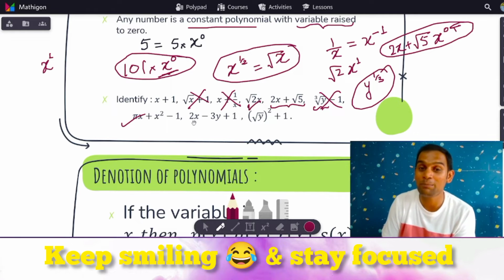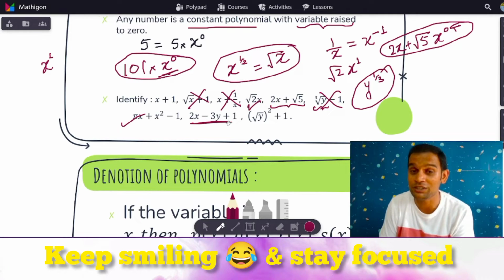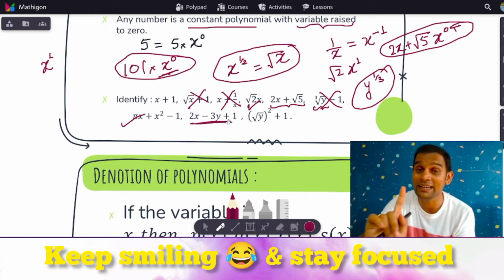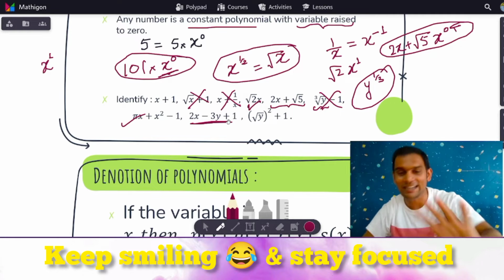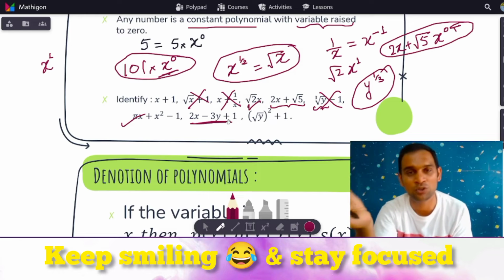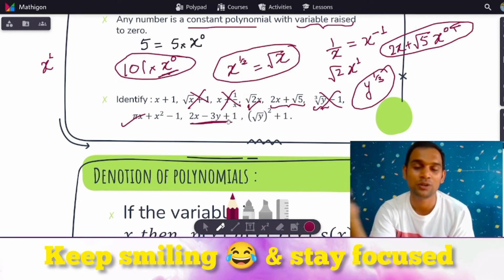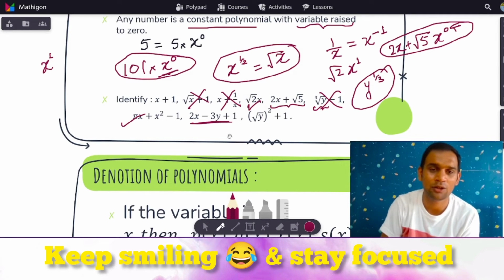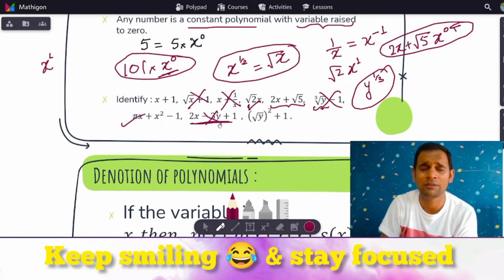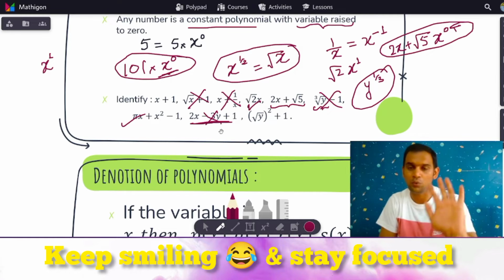2x minus 3y plus 1. This is very important, my dear students. We are only focused on linear equations with one variable. Over here, it is a linear equation because the power is 1. But there are two different variables, so we are not worried about it. This is not a linear equation in one variable. This is a linear equation in two variables.